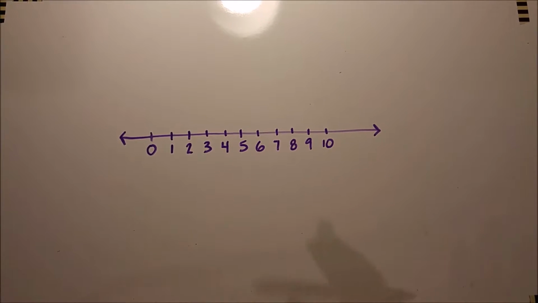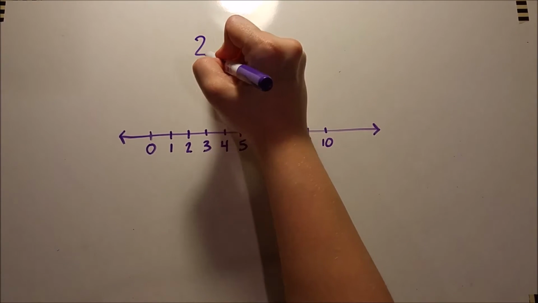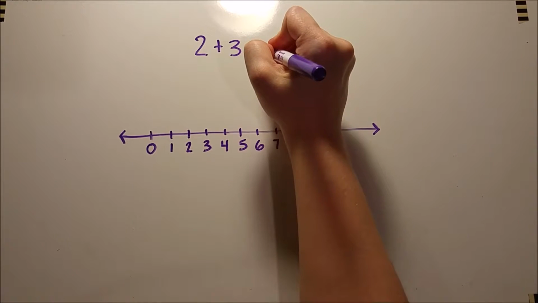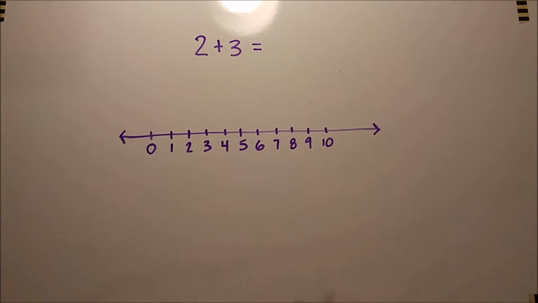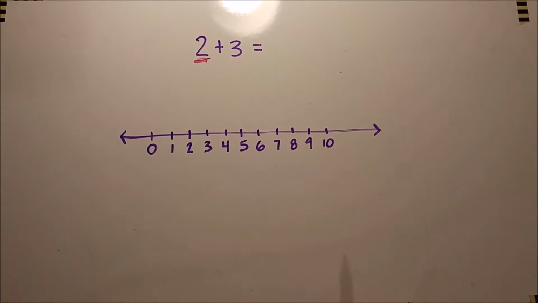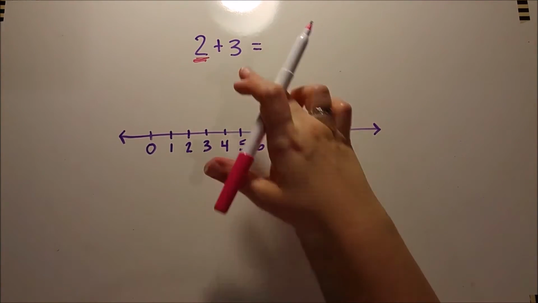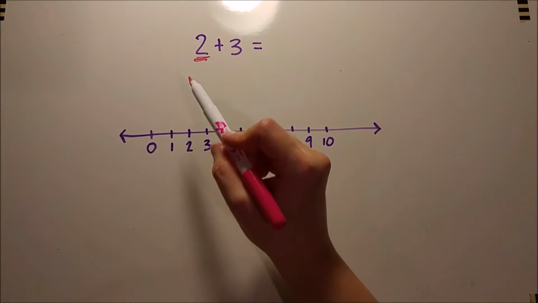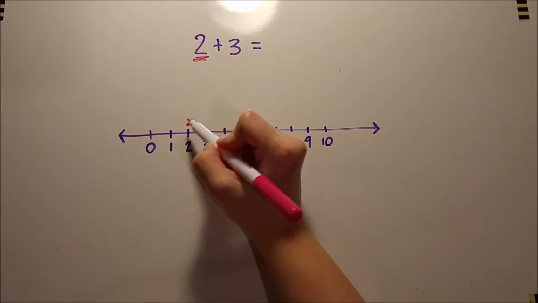So how would we use this to help us add or subtract? Well, let's take an addition problem here. Let's say we have 2 plus 3 and we want to know what that would be. Well, let me grab a different color here to help us mark things off. Our first number that we start with is 2. We're starting with the number 2 and we're adding 3 to that. So let's find 2 down here.